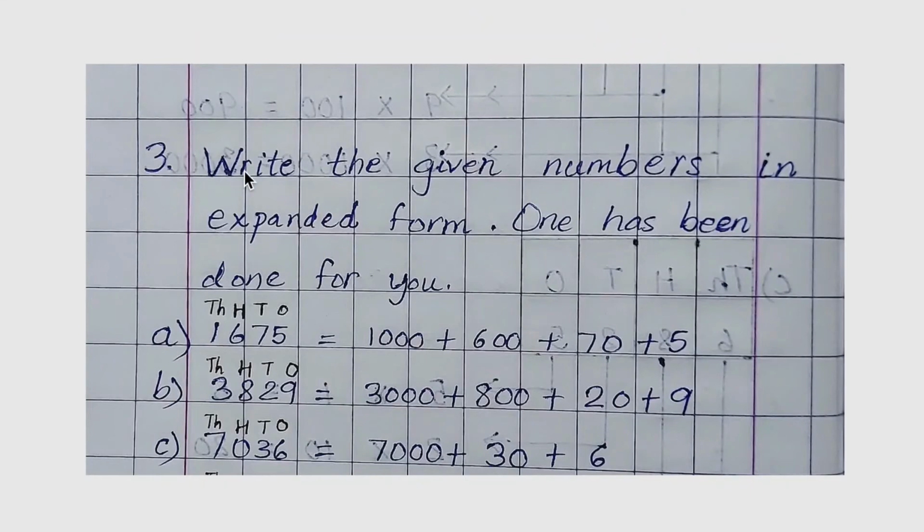Next, question 3. Write the given numbers in expanded form. One has been done for you. So, students, you will write the number, then mention the place above each of the digits. Right? Now, this one is done for you in the textbook. Let us solve this again over here. We have to write the expanded form. Expanded form means we have to write the sum of the place values of all the digits.